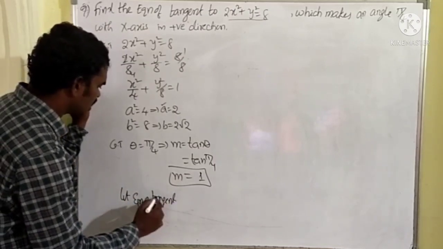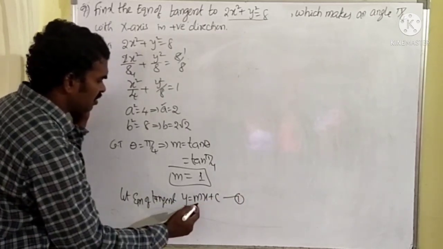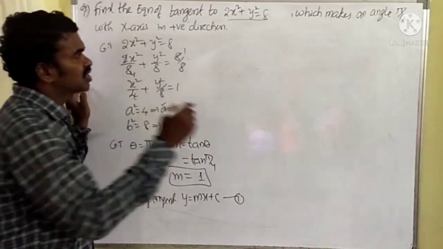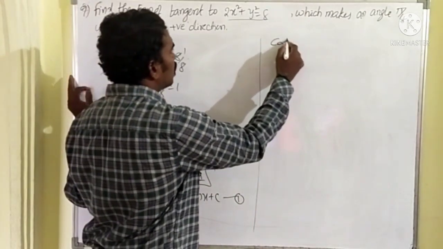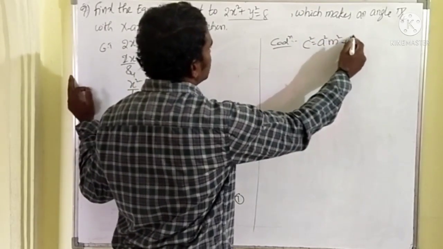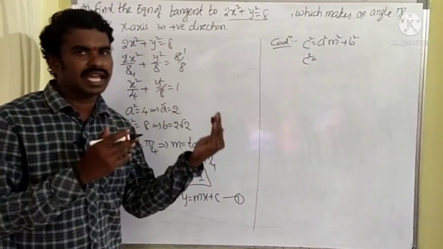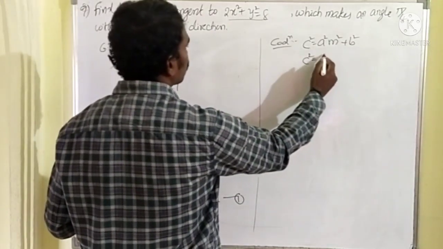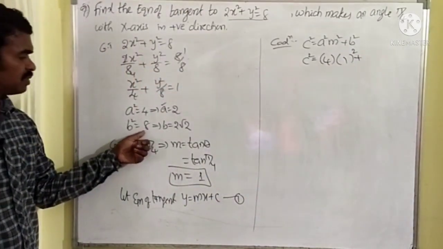Okay, so let the equation of tangent, generally we know, be y equal to mx plus c. But here we know the m value, but we don't know the c value. So how do we find this constant c? Apply the condition. What is the condition? c square equal to a square m square plus b square. Here c square means c only; in the previous problems we took k, but here it is c. And a square is 4, into m square, which is 1 square, plus b square, which is 8.